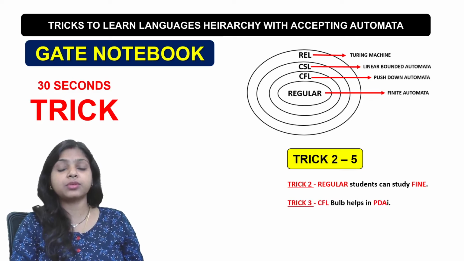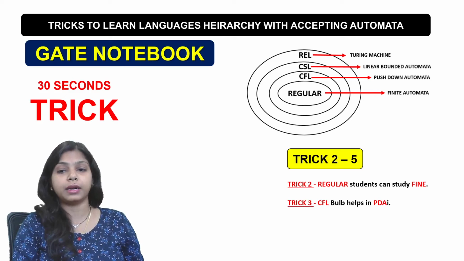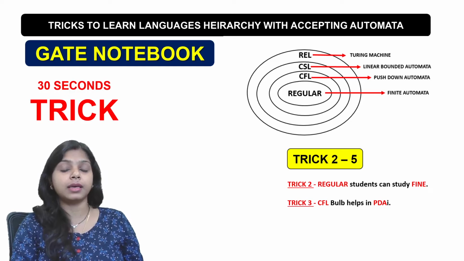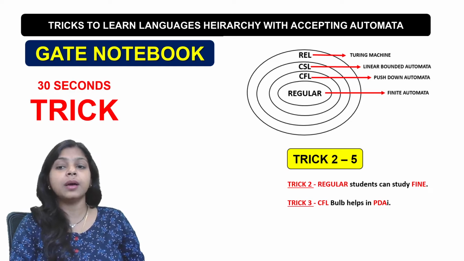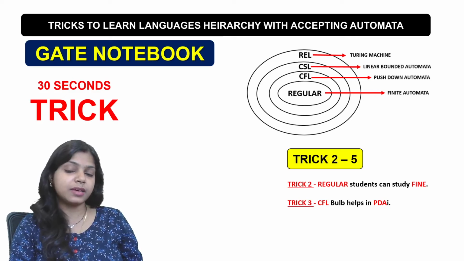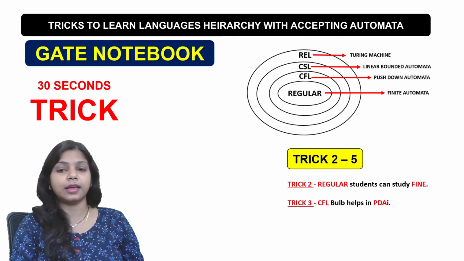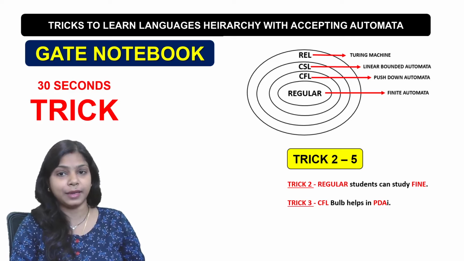Now, trick 3 is for context-free language accepted by pushdown automata. So guys, context-free language is equal to CFL. CFL bulb, as you know very well, right? So CFL bulb helps in padhai. PDA, that means padhai. If you have a CFL bulb, you can learn each and everything very clearly. So CFL bulb helps in padhai.